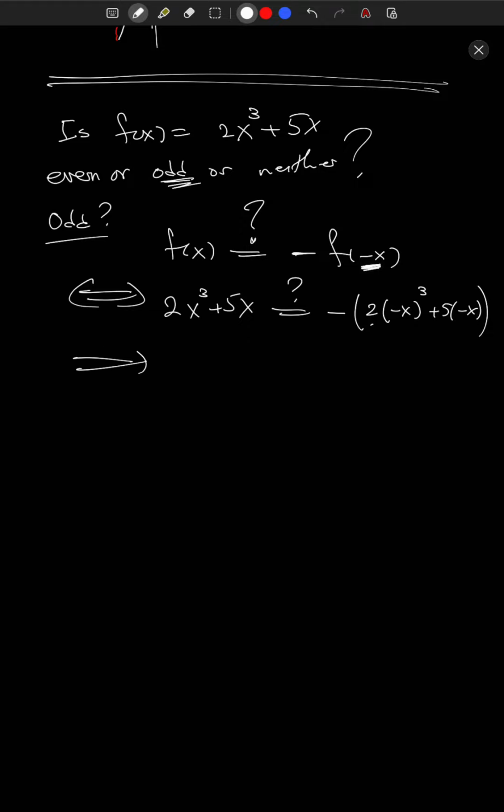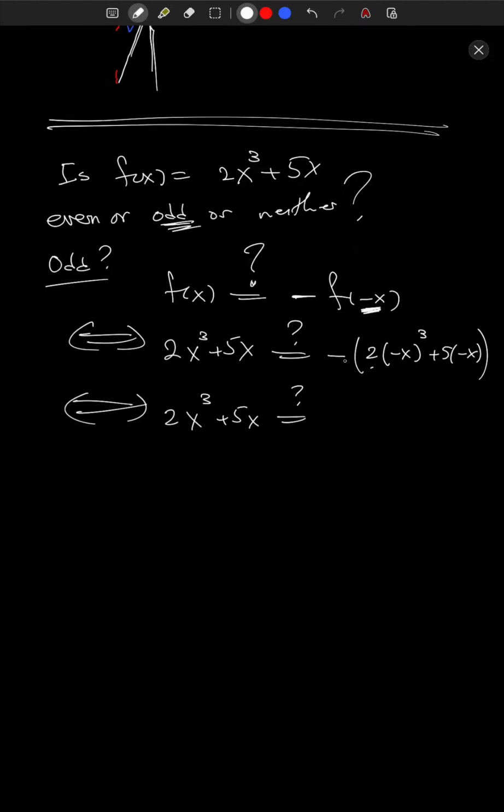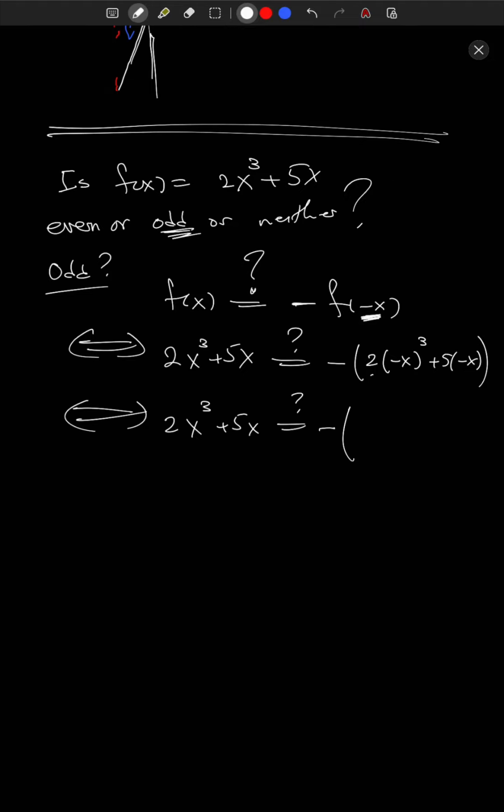Okay, in any case, this is the same as 2x cubed plus 5x. Is this equal to minus? And then, well, minus x cubed: if you think of a cube as multiplying it by itself 3 times, that means you've got 3 minus signs. So altogether, that's 1 minus sign, right? Because minus 1 times minus 1 is 1, and if you times another minus 1, you get minus. So this is going to be minus 2x cubed. And then 5 times minus x is minus 5x.